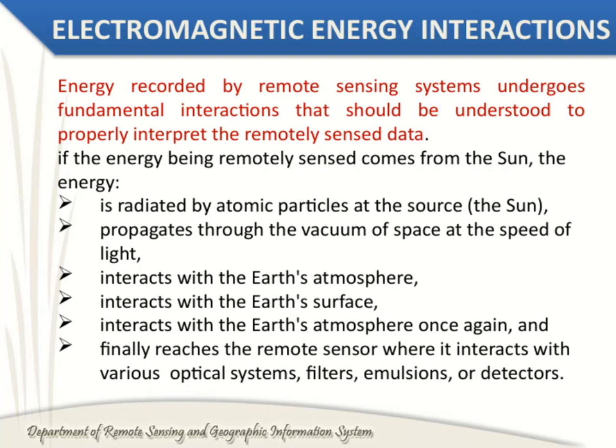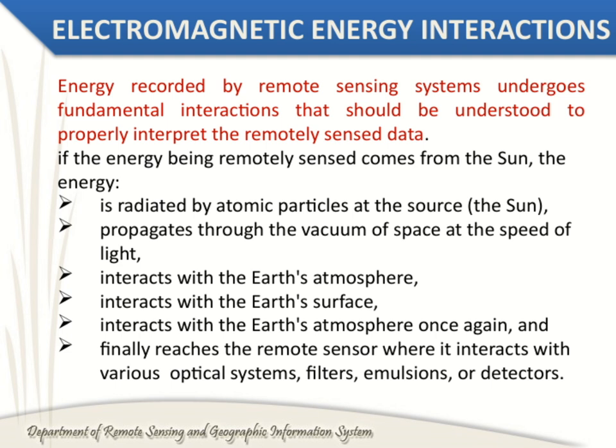Now, let's take a closer look at the electromagnetic energy interactions involved in remote sensing. When energy from the sun is being remotely sensed, it first originates from atomic particles at the source, which is the sun itself. This energy then travels through the vacuum of space at the incredible speed of light, covering vast distances to reach Earth. Once it arrives in our atmosphere, it interacts with the atmospheric particles, which can scatter or absorb some of that energy.